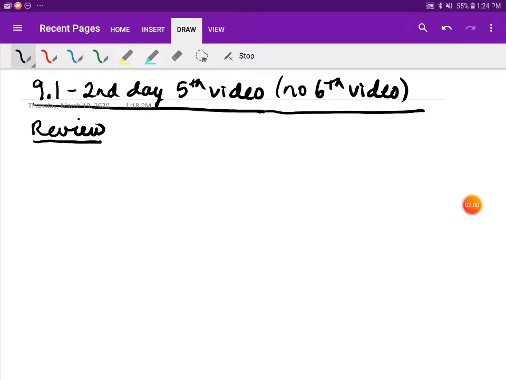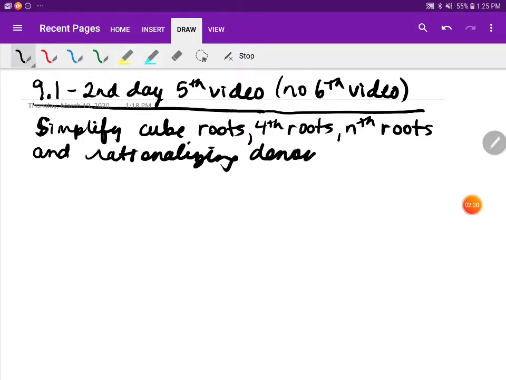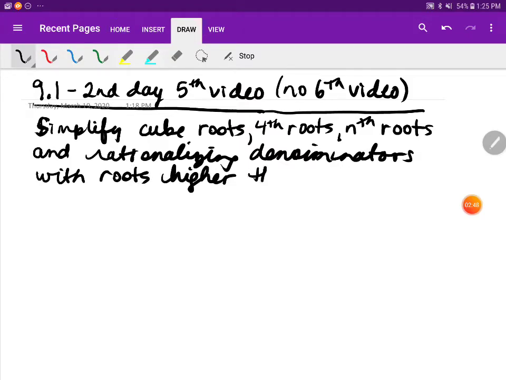Okay, the actual topic, well, I probably should put the name first. So the real name of this topic is simplifying cube roots, fourth roots. So nth roots just mean if you wanted anything higher. Simplifying them and rationalizing denominators with roots higher than 2.